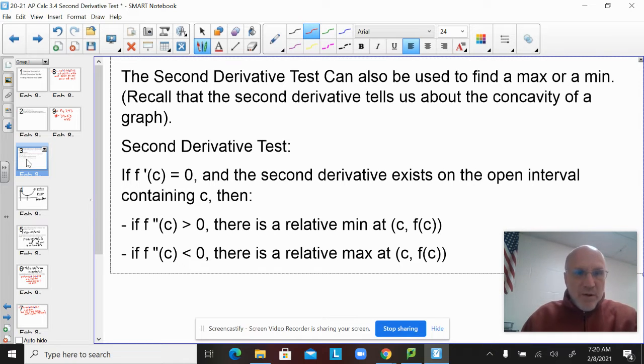It says if f prime of c equals 0, f prime, that's the first derivative. So if the first derivative at a point equals 0 and the second derivative exists, then we have two conclusions. If the second derivative is positive, there's a relative min. And if the second derivative is negative, there's a relative max. So let me graphically, visually make sense of that.